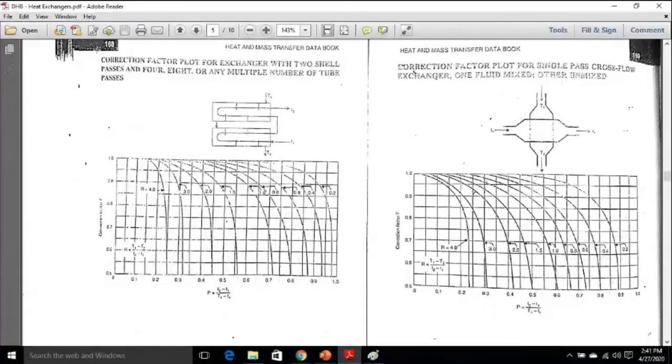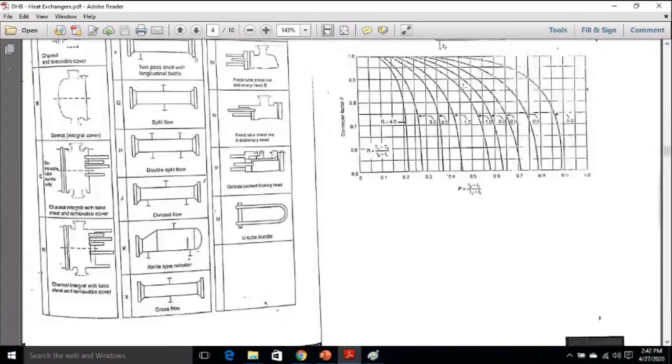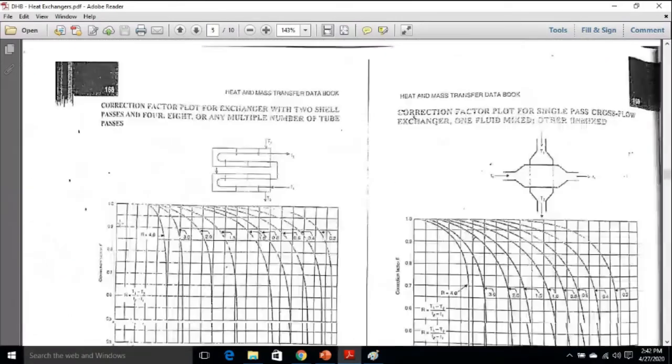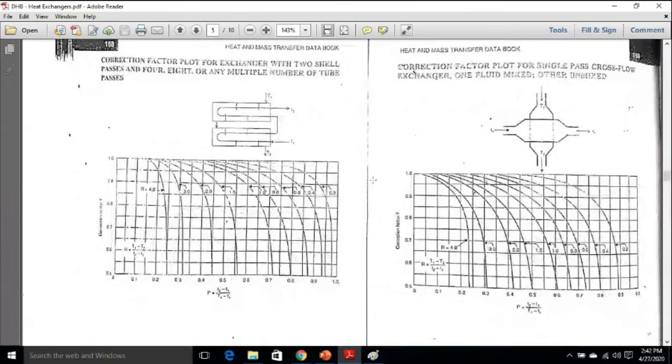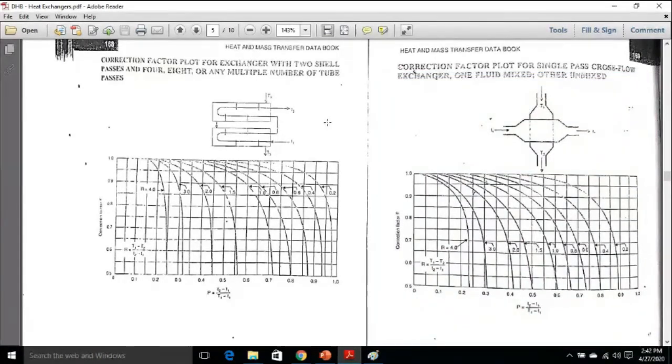a heat exchanger with 2 shell passes and 4, 8 or multiple number of tube passes. So instead of a single shell, we are using 2 different shells. So if the number of shells is 1, you need to refer to this particular chart. If the number of shells is 2, you need to refer to this particular chart. Similarly, if a cross flow heat exchanger has been given to you, you need to refer to this particular chart. So there are 3 different charts. Using those 3 charts, you can find out the value of correction factor and just put the value of F in the formula and you will get the rate of heat transfer.